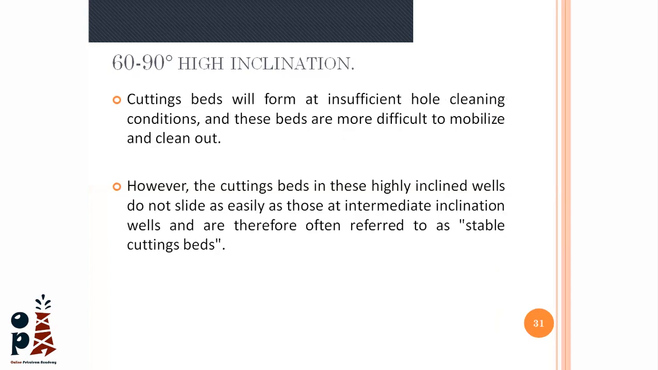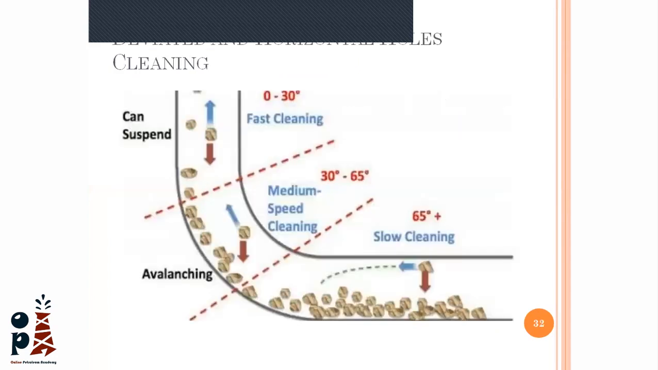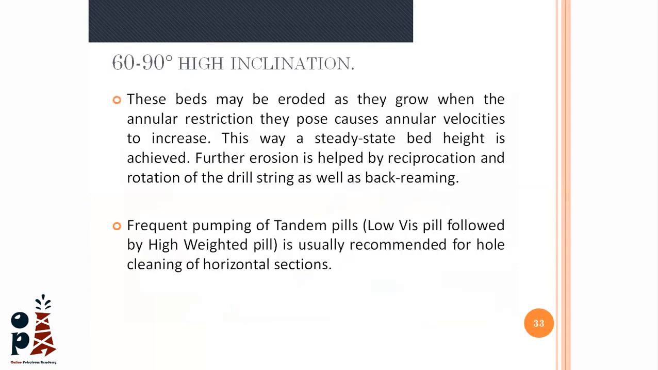Okay, guys. Here in the horizontal section, I told you that we will have a cutting bed, but it will be a stable cutting bed. There is no high tendency of sliding like this, so it will be okay. It will be sliding, but not that much. Okay, so how are we going to deal with hole cleaning in these horizontal sections? We also use pipe rotation, which is important, and we use something called tandem pills. Here we use the tandem pills.